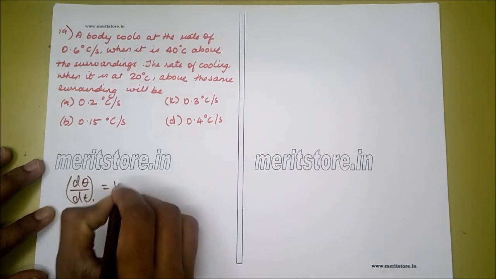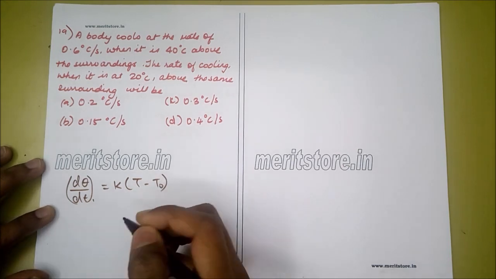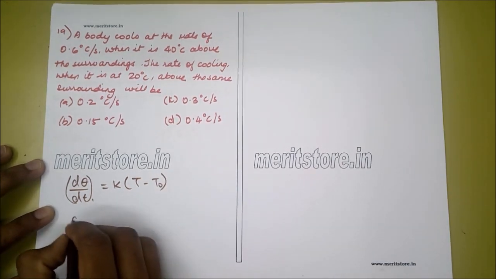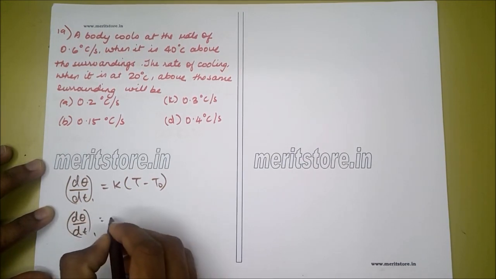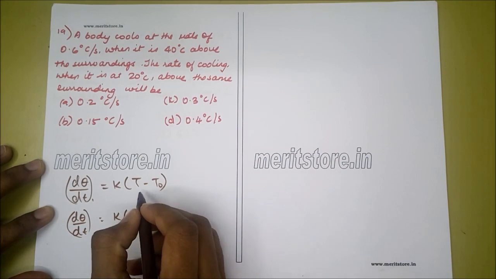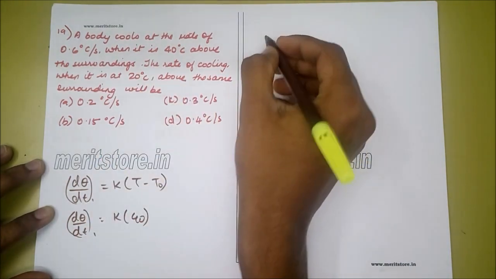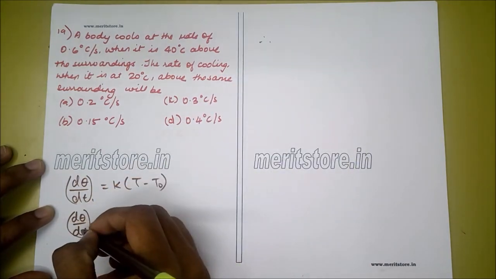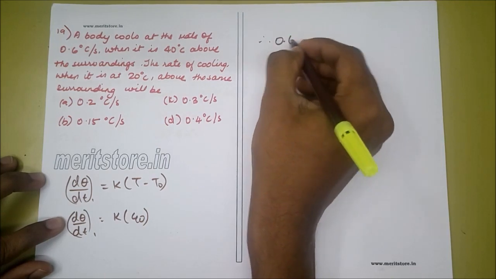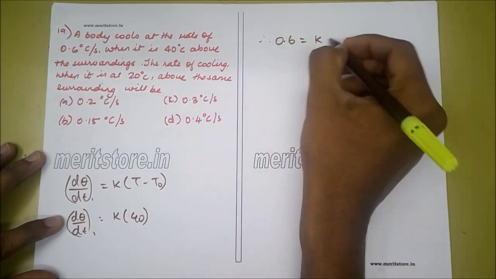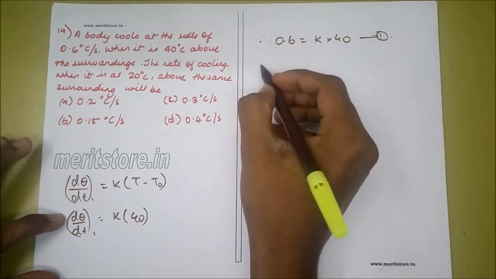Now, according to Newton's law of cooling, the change in temperature d theta by dt for the first case is equal to k times T minus T naught. So for the first case, d theta by dt is k times the temperature difference, which is given as 40 degrees, and d theta by dt is given as 0.6. So 0.6 is equal to k times 40. Let this be equation 1.